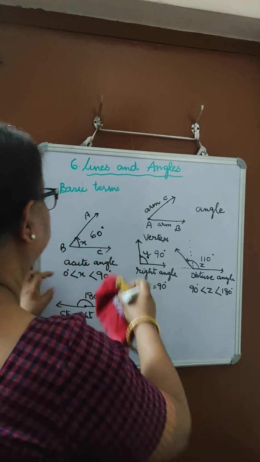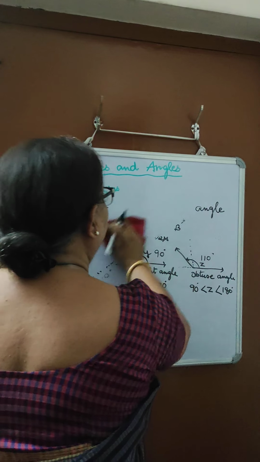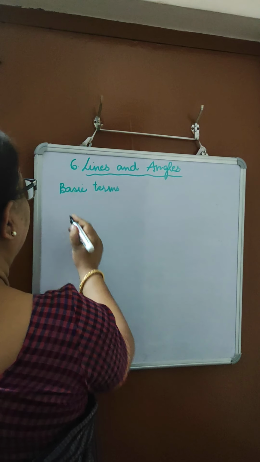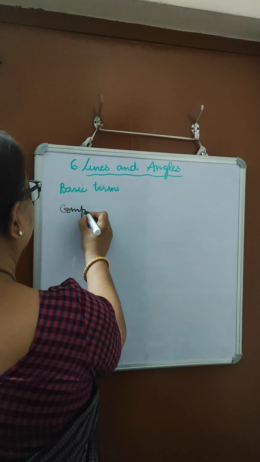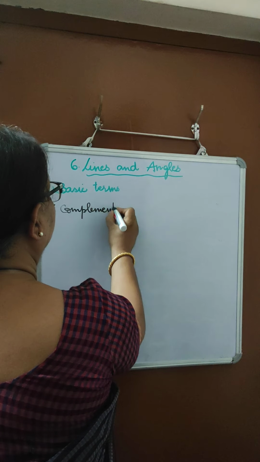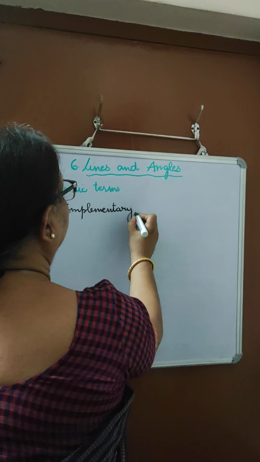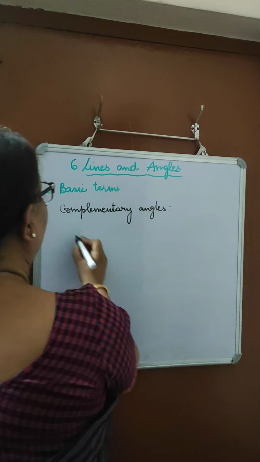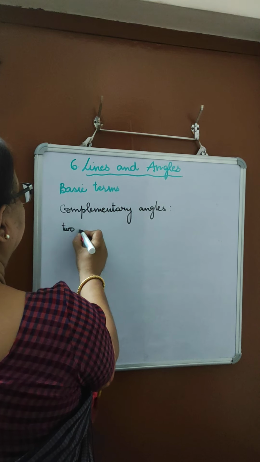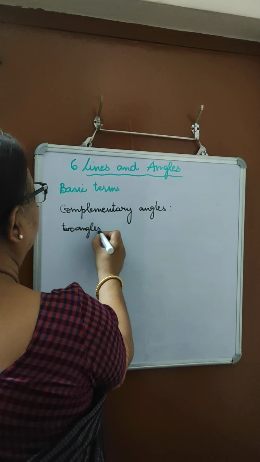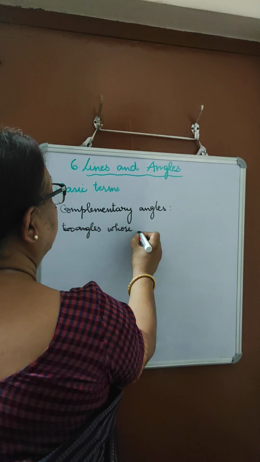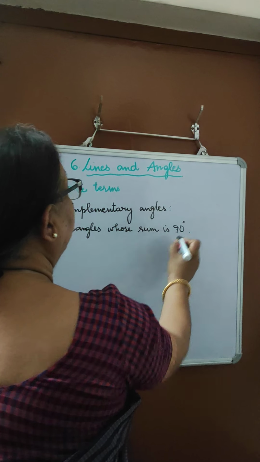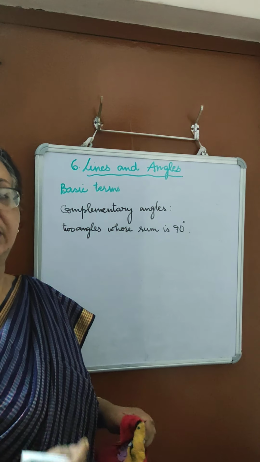Next, we have complementary angles. What are complementary angles? Two angles whose sum is 90 degrees are called complementary angles, and each is a complement of the other.